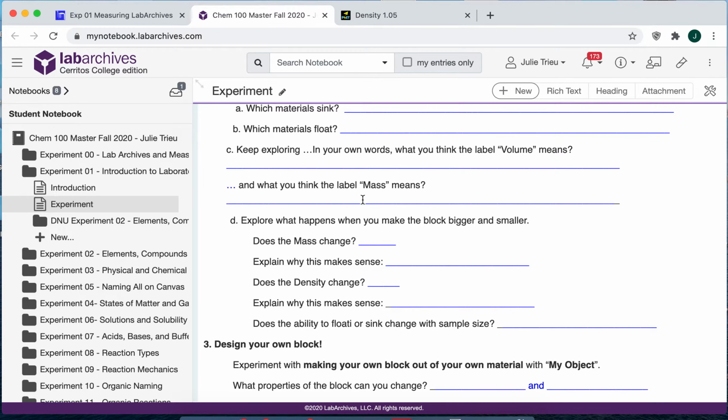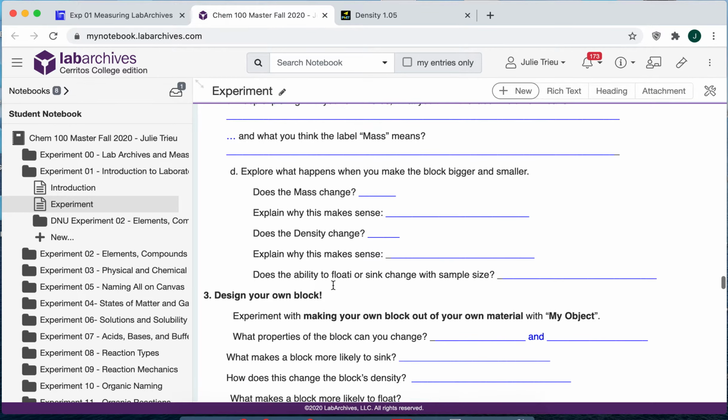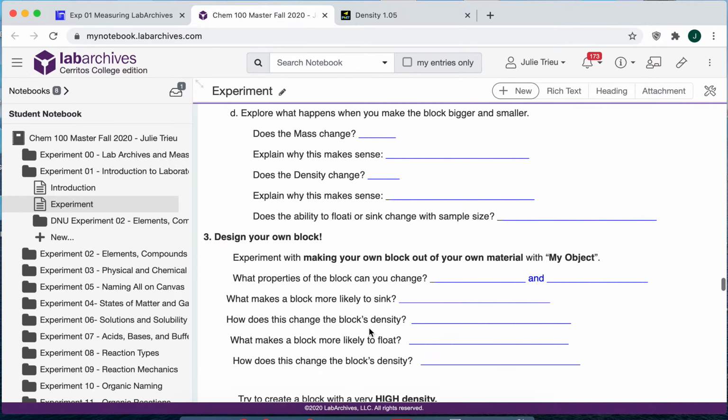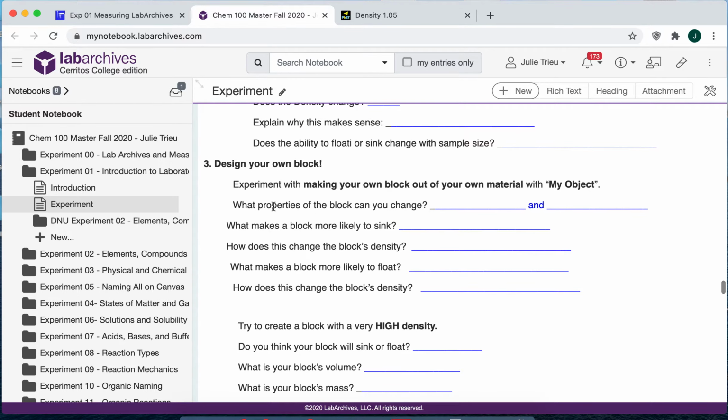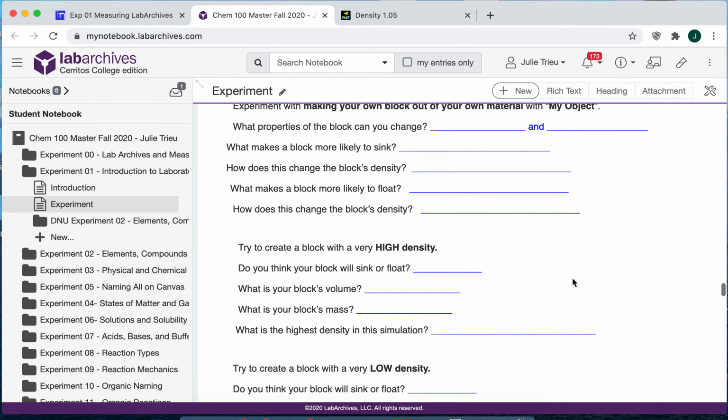And what do you think the label mass means? Mass tells you how heavy your material is, right? So what properties of the block can you change? You can change the mass, and you can also change the volume, right? Density stays constant, no matter how big or how small the object you have.